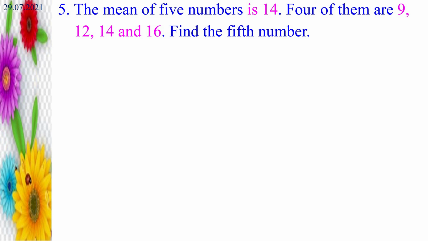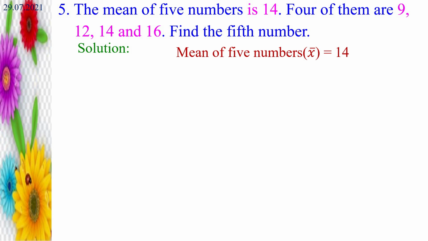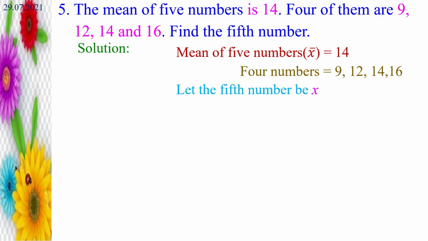Fifth sum, the mean of 5 numbers is 14. 4 of them are 9, 12, 14 and 16. Find the fifth number. Let us move on to the solution here. They have given that the mean of 5 numbers is 14, which is x bar is equal to 14, and the 4 numbers are 9, 12, 14, 16. Now we have to find the fifth number. Let the fifth number be x.